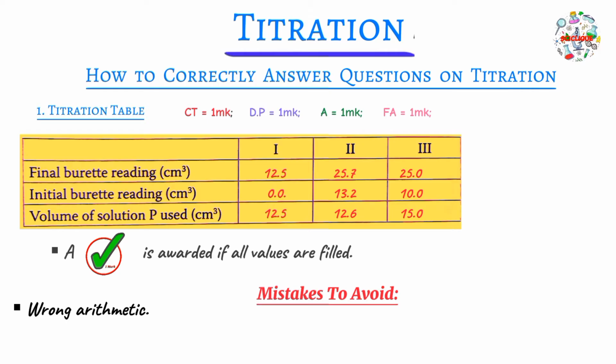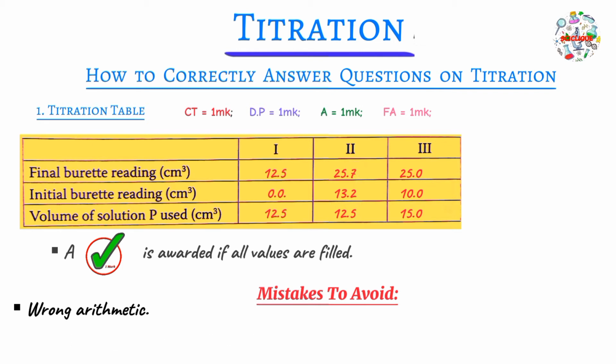Now, if you look at the table, you'll find that when it comes to the difference, the subtraction was done wrongly. So instead of having an answer that says 12.5, the answer is actually 12.6. So this makes it wrong. Now, this will cause you to lose half a mark from your table.